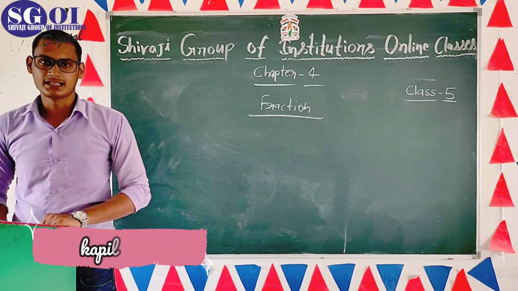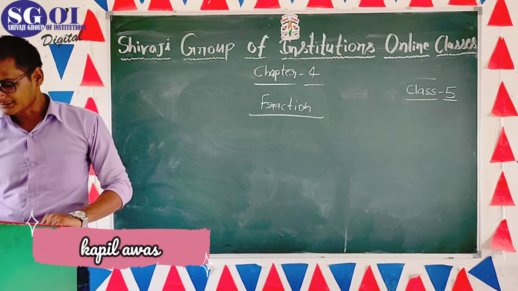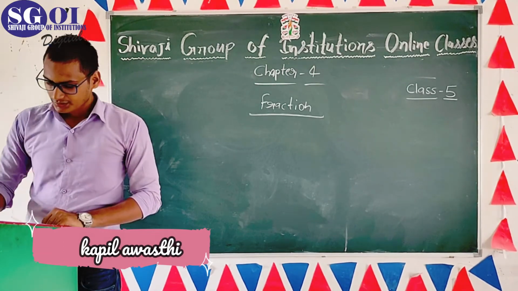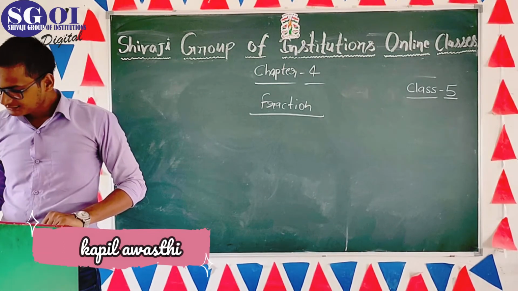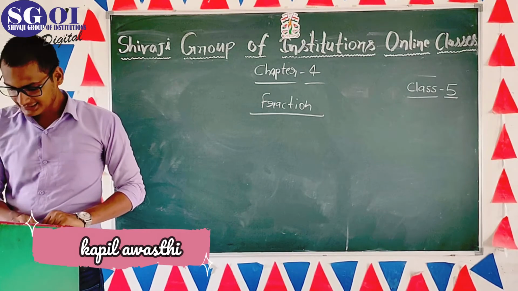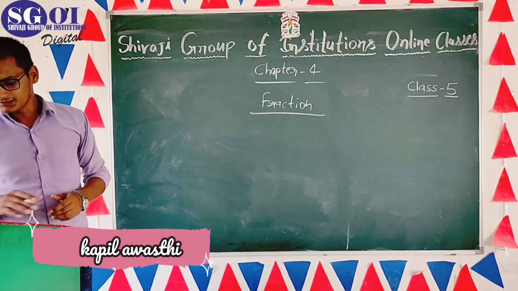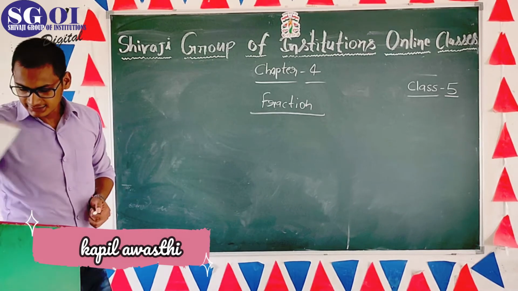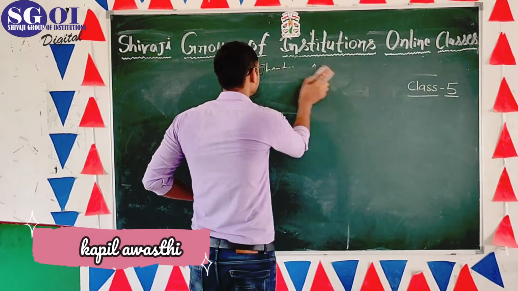Students, this is a maths class and we are doing chapter 4. The chapter name is fraction. Students, in our previous class we finished exercise 4i. So today we will start our next exercise, 4j.